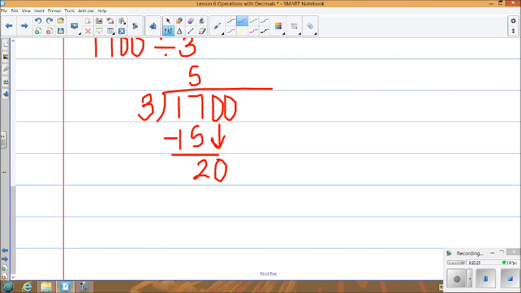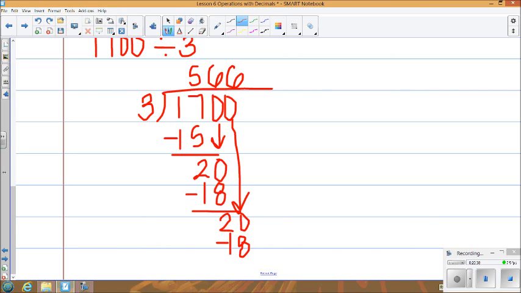3 goes into 20 6 times. We get 18. Bring down the 0. We get 20 again. 6 times. Bring down, we get 2. And we have a remainder of 2, but remember we can add zeros. This time, since I don't have a decimal point, I have to add in that decimal point because otherwise you're changing the number. So now I can add zeros, so I can carry it down.